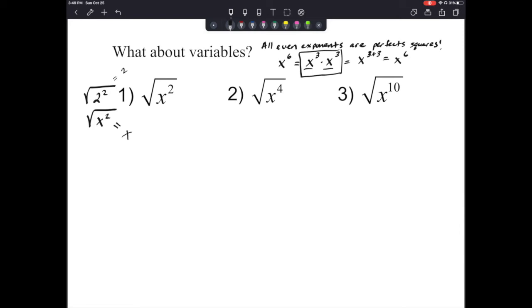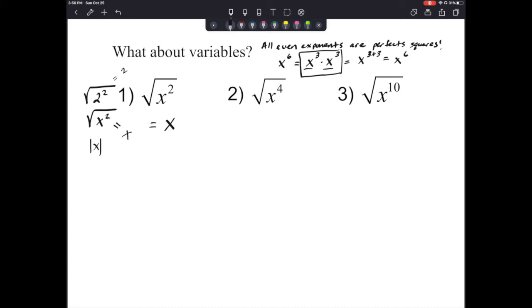Now, we've been doing it a lot where, when we're solving problems, we'd say that if we took the square root of x squared, we get the absolute value of x. You don't need to worry about that right now as we're working through this chapter. Just know the square root of x squared is going to end up equaling x.